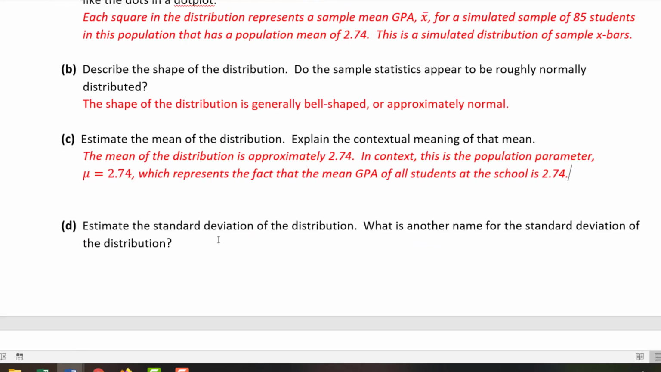Lastly, we're asked to estimate the standard deviation of the distribution, and we're asked, what is the other name for that standard deviation of the distribution? So recall that the other name is the standard error. The standard deviation of the distribution of sample statistics is often called the standard error.